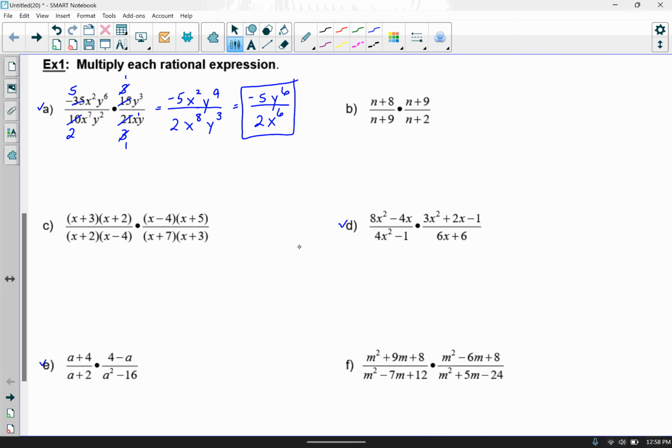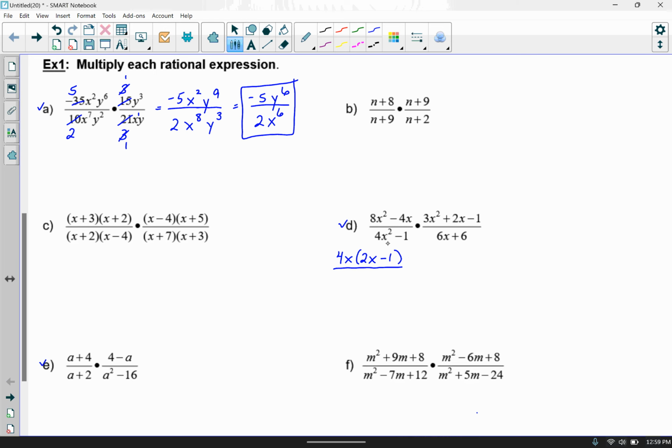All right, in letter D, we've got a lot of factoring that can be done. I'm going to take the top up here, that 8x squared minus 4x. Remember, you pull out the highest number and least letters that they have in common. So 4 will go into both of those, and I can also pull out an x. Write what I have left over, so that'd be 2x minus 1.